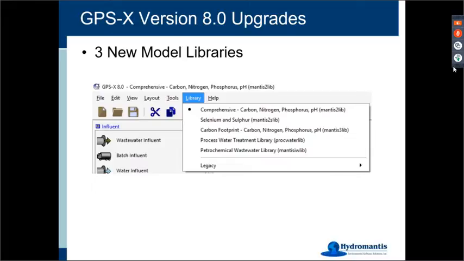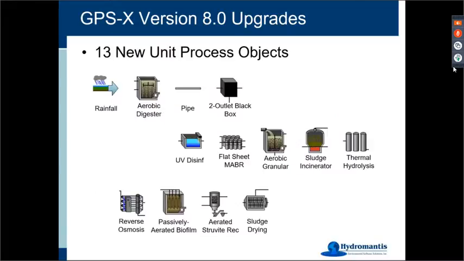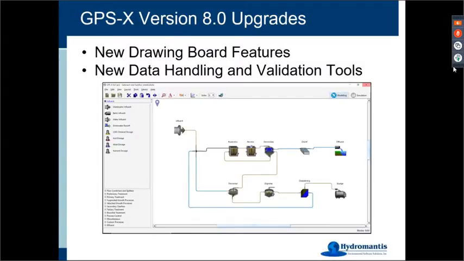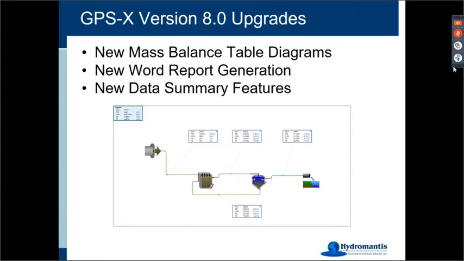in last month's webinar. We have 13 new unit process objects, and I'm going to be talking about some of these in more detail today. We have new drawing board features, and as I mentioned, new data handling and data validation tools. There are new ways to output your information, such as new mass balance table diagrams, new Word report and data summary features.